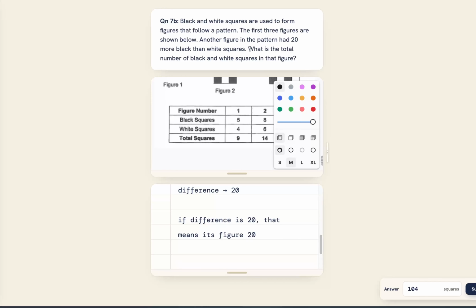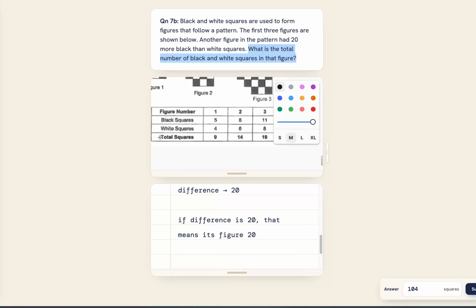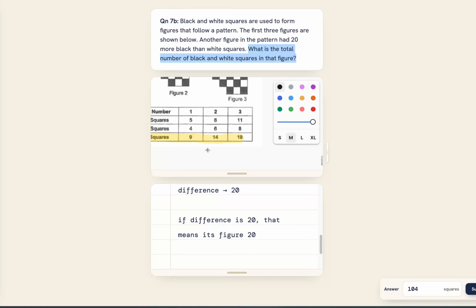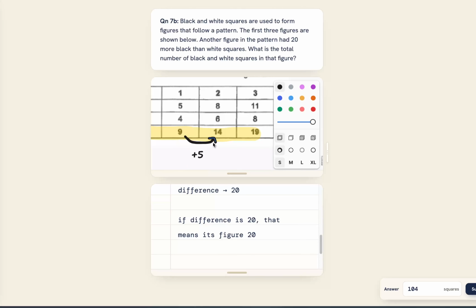The next thing is, what is the total number of black and white squares? If you see the total squares from figure 1, 2, and 3, you'll see that it is increasing by, what do you think? How many? From 9 to 14, it is plus 5. Is it the same with 14 to 19? Yep, it's the same. It's also plus 5.